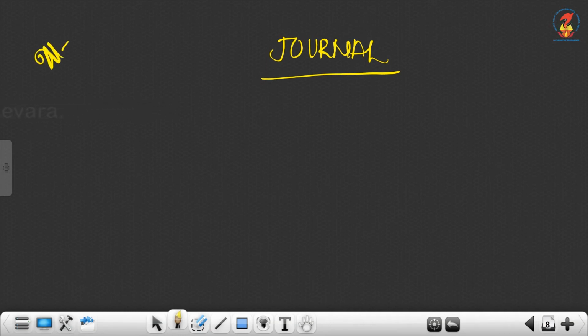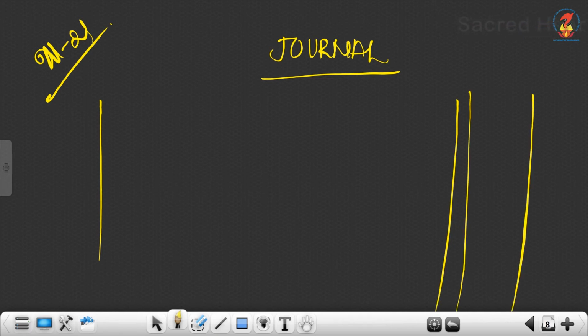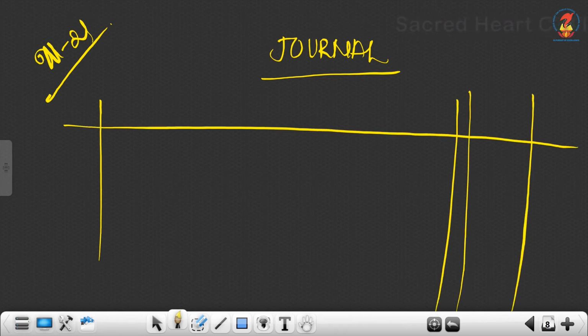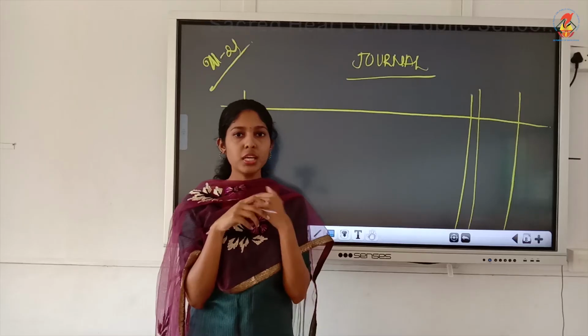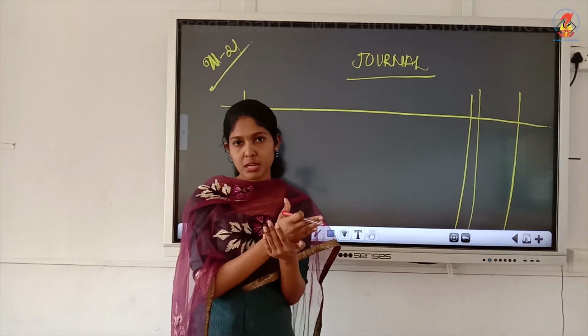This is illustration number 21. Draw the format and give the column headings and all. Now, what is happening? Are we issuing debentures as collateral security? No, that already happened in the company.